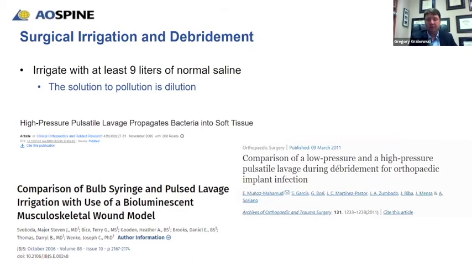There's lots of different ways that you can get at the notion of irrigation, and you can do that with pulse lavage. You can do that with bulb syringe, or you can do it with a low pressure system like cystotubing or arthroscopy tubing. And all of those have different literature that supports one versus the other. But in the end, the most important thing is ultimately the amount of fluid that you put through to minimize that bacterial load.